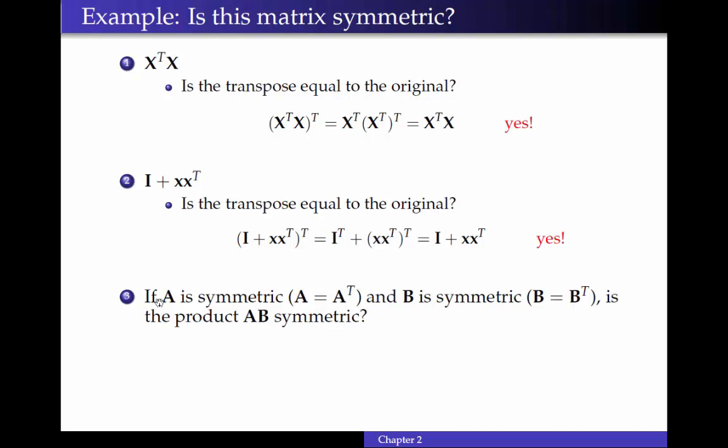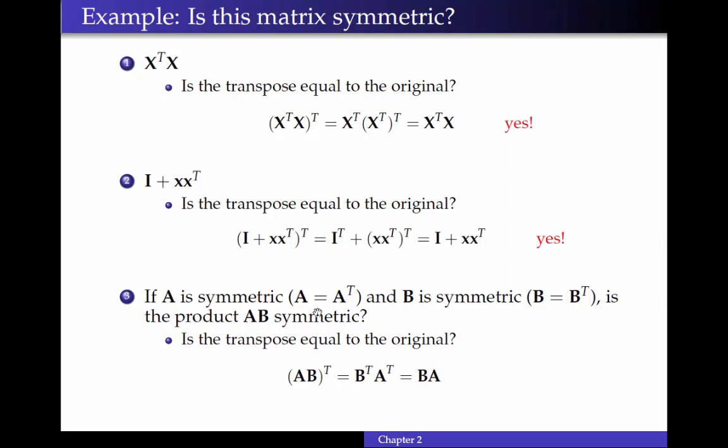Okay, so now let's suppose I have A, and that's symmetric. So that means I know A equals A transpose. I also have B, and that's symmetric, so B equals B transpose. What about the product? What if I multiply these two symmetric matrices together, A times B? Well, let's check. Let's look at the product and take the transpose. Well, the reverse order law says that's B transpose A transpose.